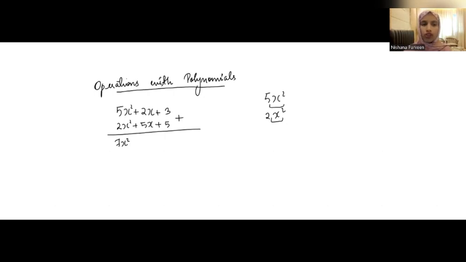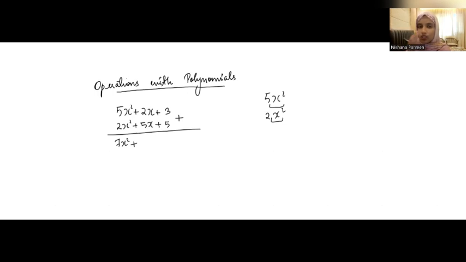The only thing is you have to check whether it is a like term or not. So 5x squared plus 2x squared, I just added it. I got 7x squared. Okay, got it? Any doubts, my students?